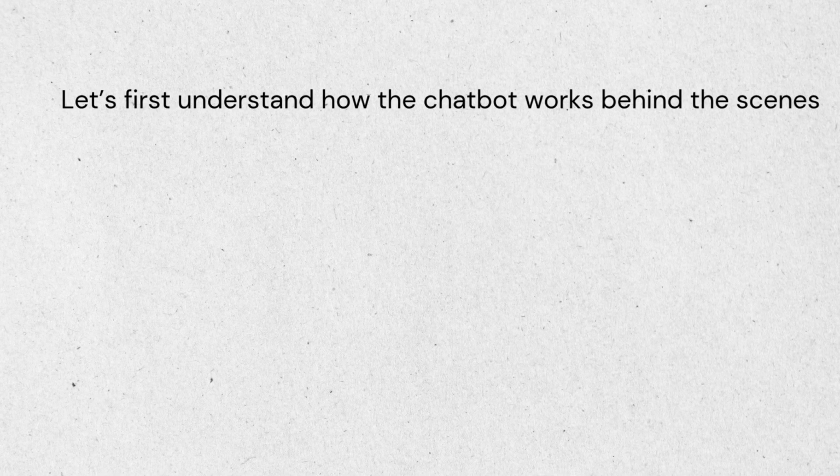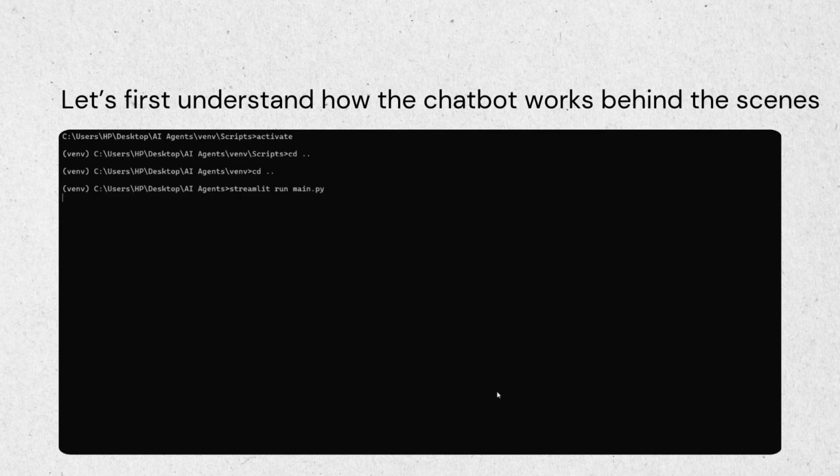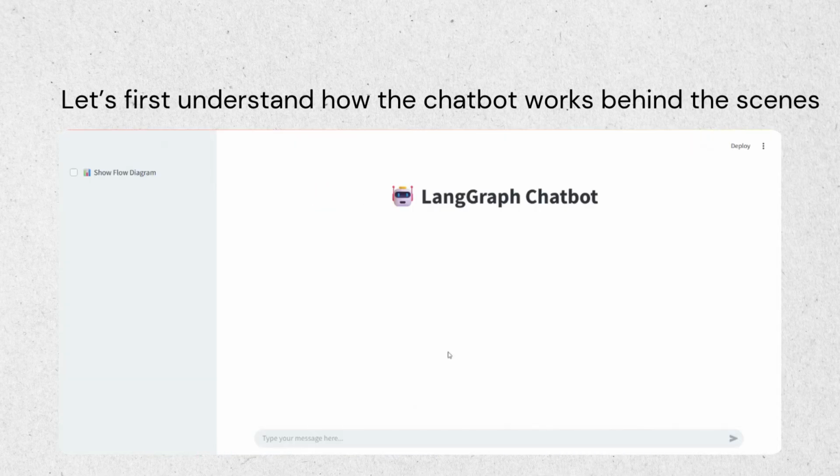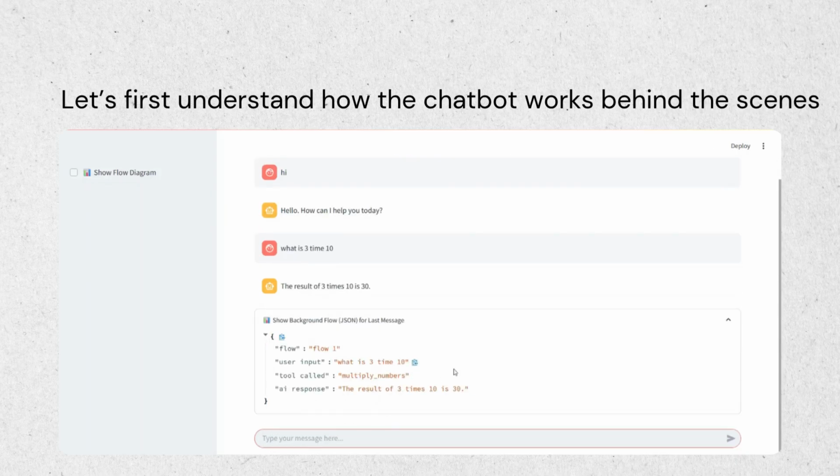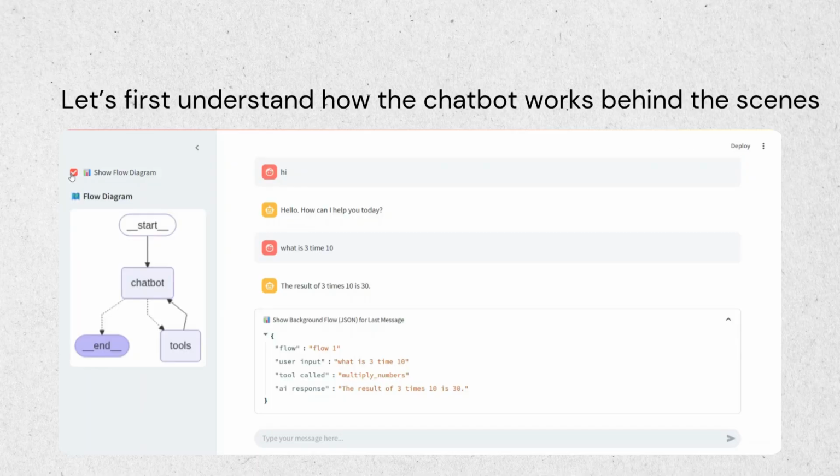Let's first understand how the chatbot works behind the scenes, before jumping into code. Everything starts with the user typing a message into the chat. We store this input in the session's chat history, along with the previous AI responses. This full list becomes our conversation state. That state is then passed into our LangGraph-powered state machine.